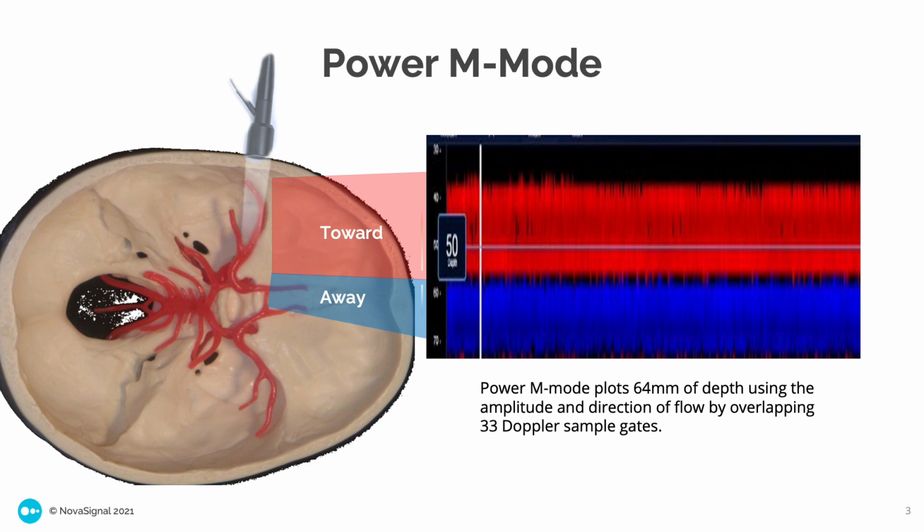Power M mode plots 64 millimeters of depth using the amplitude and direction of flow by overlapping 33 Doppler sample gates. The MCA is represented in red here as blood flow towards the transducer, and that is a red band within the Power M mode. The ACA flows away from the transducer. Flow away from the probe in M mode is demonstrated as a blue band.